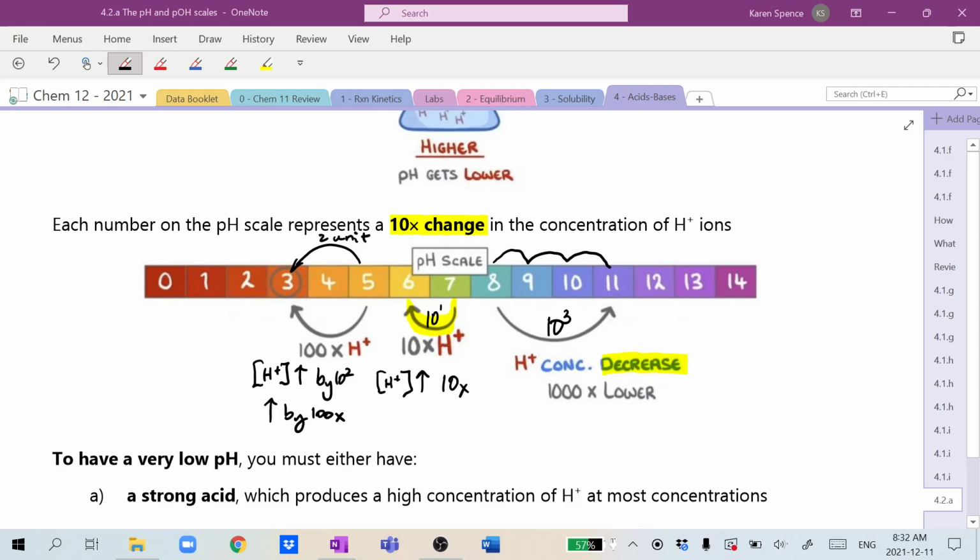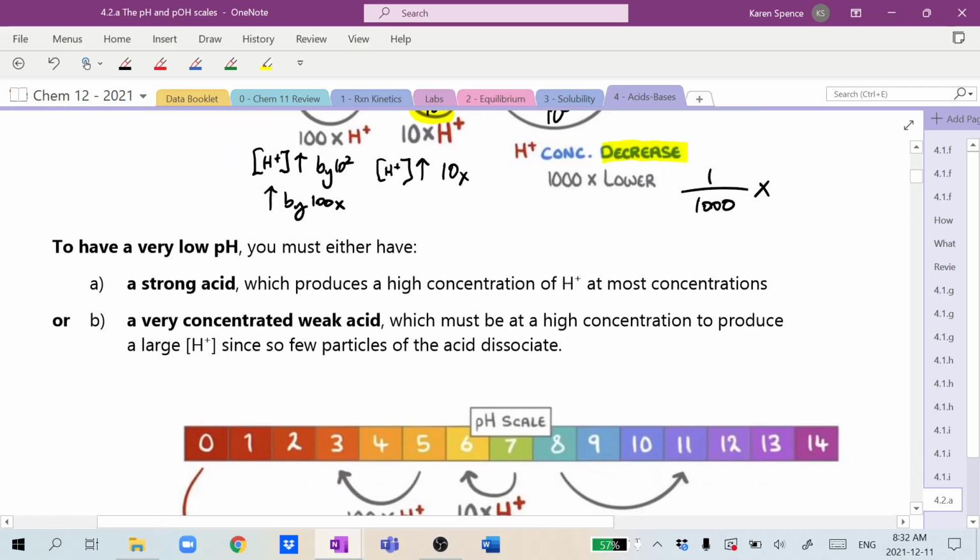Hydrogen ion concentration is going to decrease, and where was I? pH went up by 3 units, so hydrogen ion concentration is going to decrease by 10 to the 3. In other words, it's 1,000 times lower. I would actually say it's probably better, maybe even, to say it's 1/1000th times what it was originally.